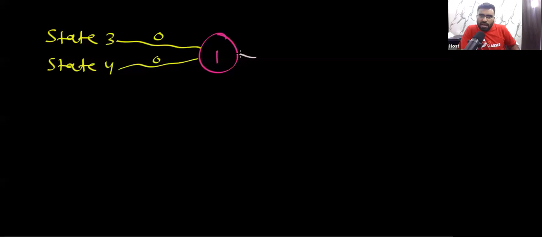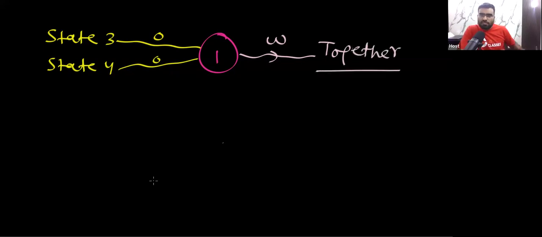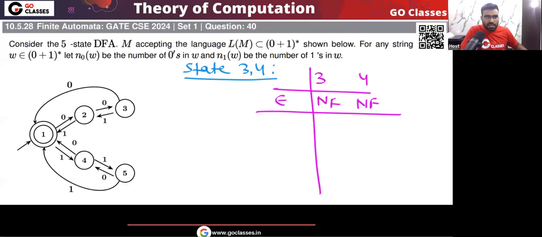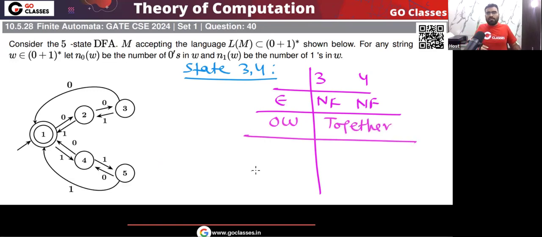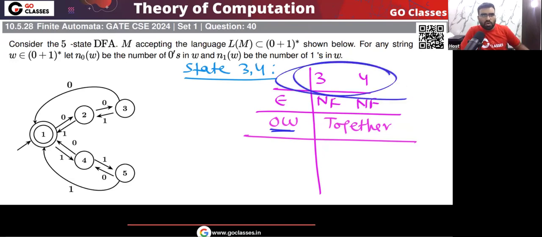Can I say that now, whatever W comes, they will always remain together? So if the string is starting with 0, there is no problem: whether final or non-final, they will always remain together. Do you agree? They will always go to a final state together, or a non-final state together. This is your state 3, 4.